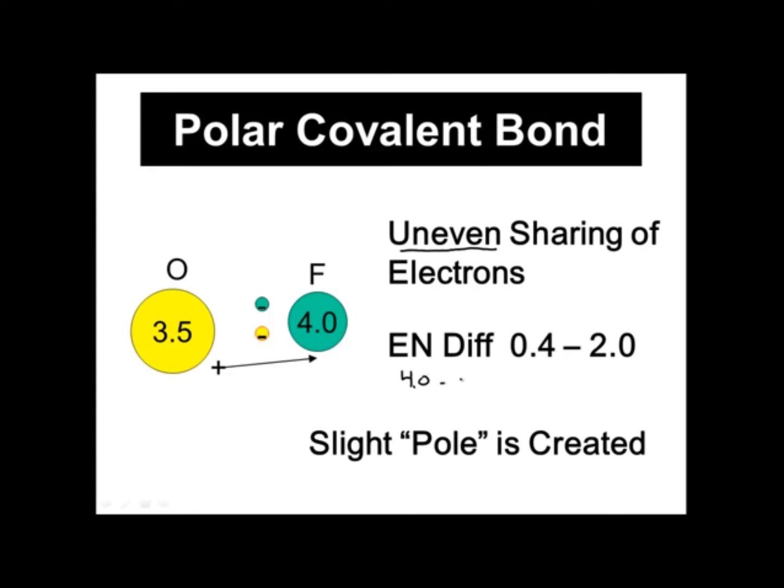Also, the electronegativity difference range is between 0.4 to 2. Now, when we subtract oxygen from fluorine, we get a difference of 0.5, which means it is a polar covalent bond. So in conclusion, the higher the electronegativity, the more it's going to attract the electrons toward itself, making the element more negative. And that's the difference between a non-polar covalent bond and a polar covalent bond.